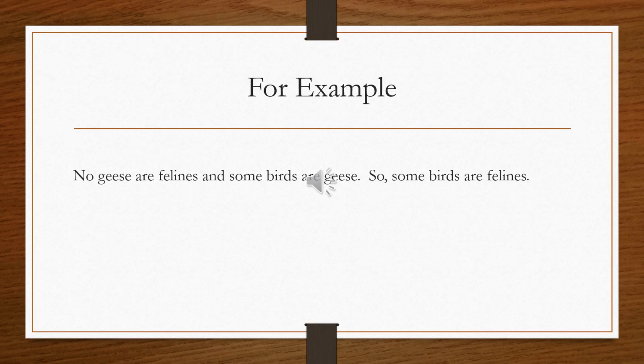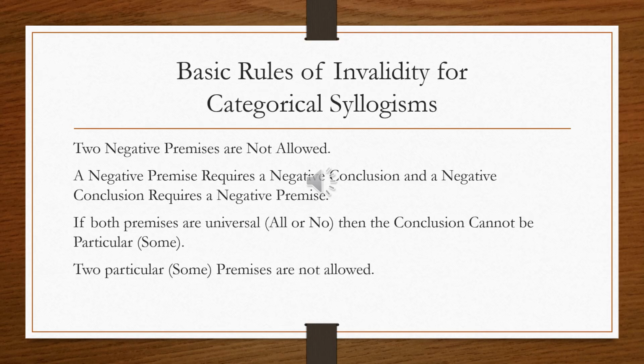Let's look at some of these rules now in some more detail. So here are the 4 basic rules I'm going to teach you that can tell you automatically if a given categorical syllogism is invalid. First of all, if you have a categorical syllogism with 2 negative premises, can begin with "no" or with "some are not," regardless, if you have 2 negative premises, that argument is automatically invalid. That's an easy rule. We'll look at some examples in a second.